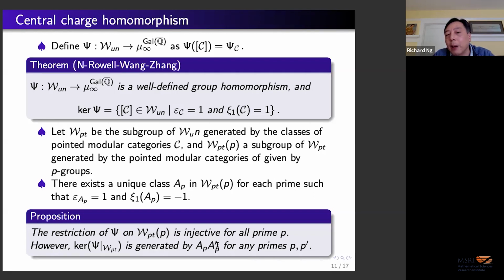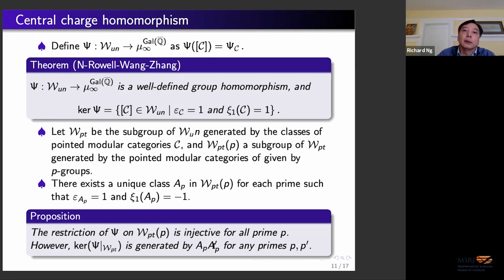So if P and P prime are different, you have a non-trivial class. But if P and P prime are the same, actually you get a 1. So you want to pick P and P prime as distinct prime numbers. So this is the group generated by these products of pairs.